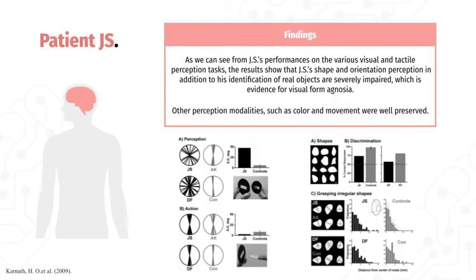As we can see from JS's performances on the various visual and tactile perception tasks, the results show that JS's shape and orientation perception, in addition to his identification of real objects, are severely impaired, which is evidence for visual form agnosia. Other perception modalities, such as color and movement, were well preserved.